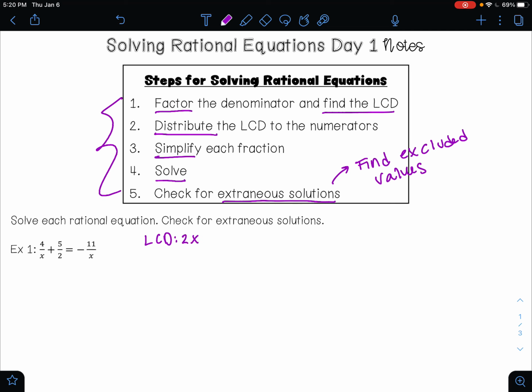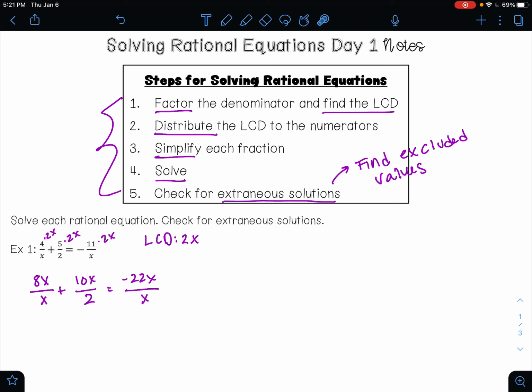So what I need to do now is multiply each fraction by 2x. And this is 2x over 1. So we're really just multiplying the numerators. So I'm going to do 4 by 2x, 5 by 2x, and negative 11 by 2x. 4 times 2x is 8x. 5 times 2x is 10x. And negative 11 times 2x is negative 22x. So again, this is like 2x over 1, and so we're just multiplying the numerators and the denominators stay the same.